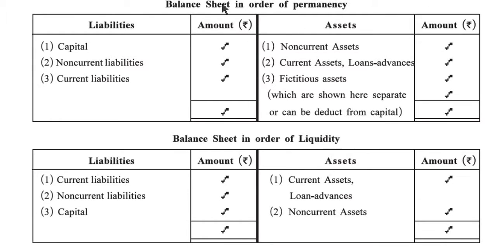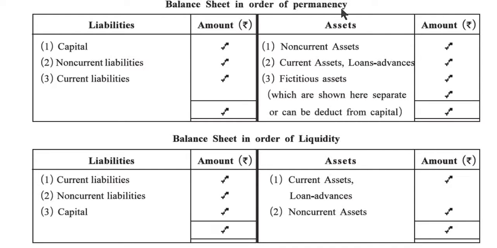Now, the balance sheet in order of permanency. On the liability side we have to write the capital, non-current liability and current liability. And on the asset side we have to write non-current asset, current asset, loans, advances, and fictitious asset, which are shown separately or can be deducted from the capital.